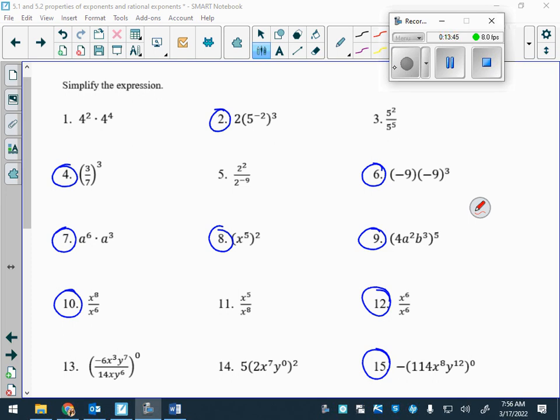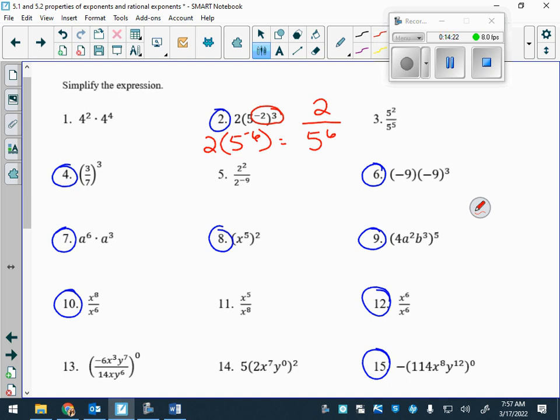Looking at number 2, you have to take care of your exponents first. So what do we do in this case? Multiply. So we have 5 to the negative 6. Can we have negative exponents? No. So the 2 is standalone. The negative exponent is only affecting the 5. So you should end up with 2 over 5 to the 6.